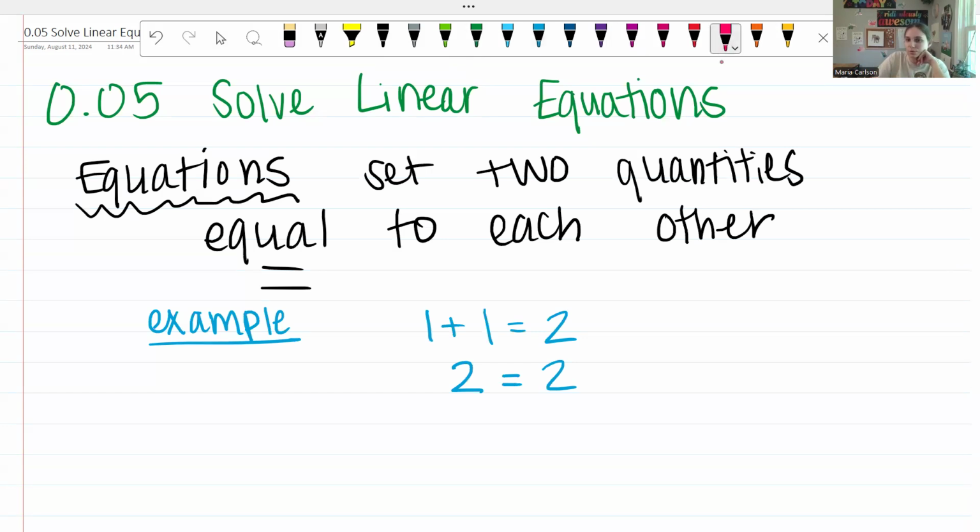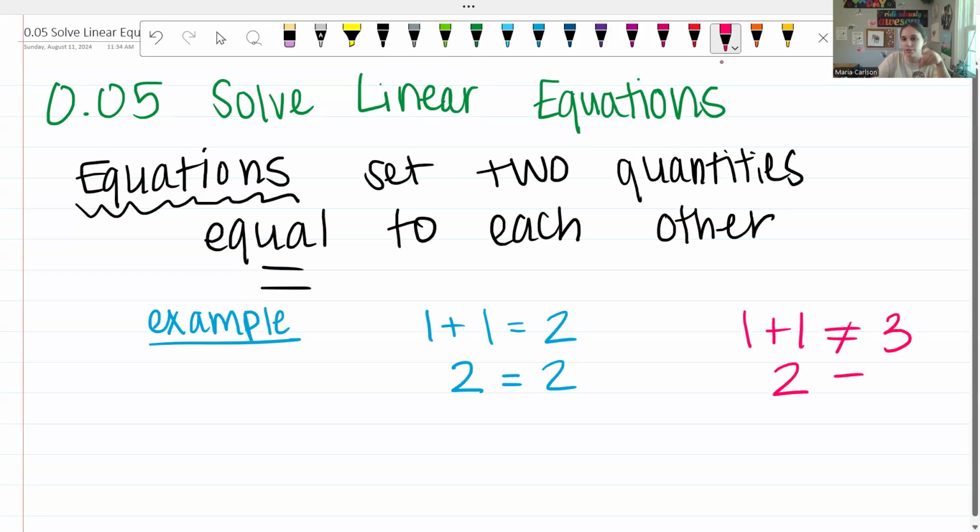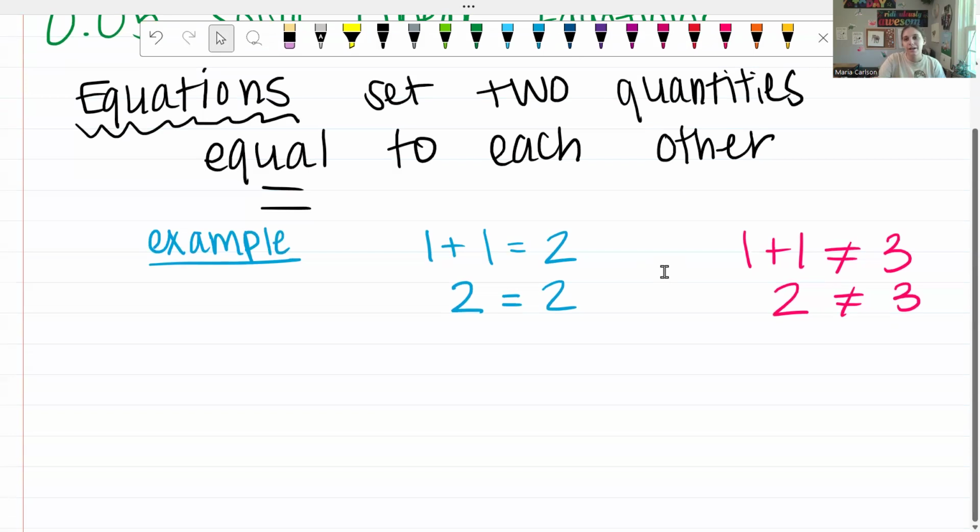Not an example, 1 plus 1 does not equal 3 because we already said that 1 plus 1 is 2 and 2 does not equal 3. 3 is a little bit heavier, so that would tip the scale a little bit more. That's not an equation. So we are not going to be looking at equations as simple as that. Our equations might have some numbers and some variables.